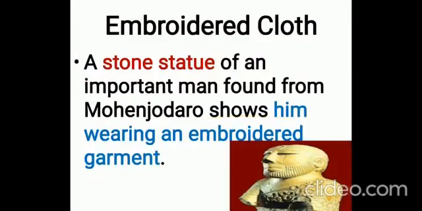A stone statue of an important man found from Mohenjodaro shows him wearing an embroidered garment. So this was a man's statue. This was a stone statue of a man which archaeologists found from the city of Mohenjodaro, which shows that the statue is wearing an embroidered garment. So cloth with embroidery was also being made at that time.